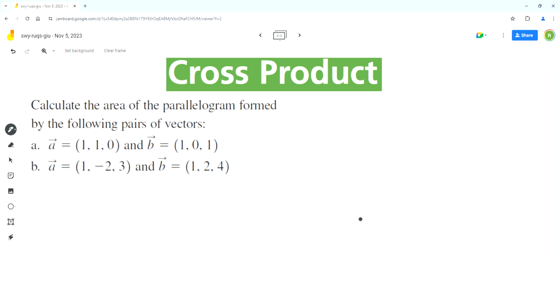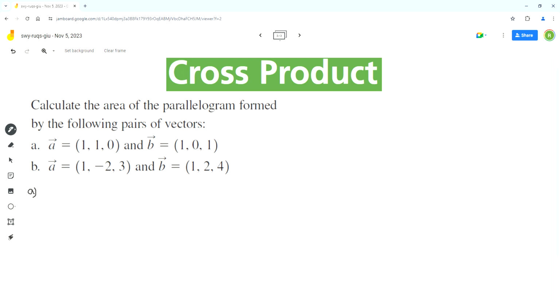So in this video, we'll solve this problem using the concepts of cross product. As per the problem, calculate the area of the parallelogram formed by the following pairs of vectors. So let's start with part A.